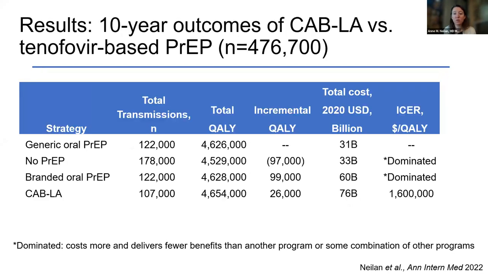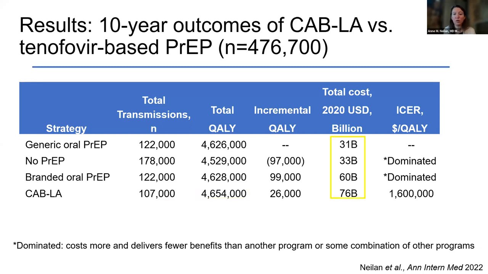Turning now to those results, over the 10-year modeled horizon, total transmissions were highest for no PrEP, 178,000, lower for each of the generic oral and branded PrEP strategies, 122,000, and then lowest for CAB-LA, 107,000. Averted HIV infections and primary transmissions led to the highest QALYs for CAB-LA, 4,654,000.